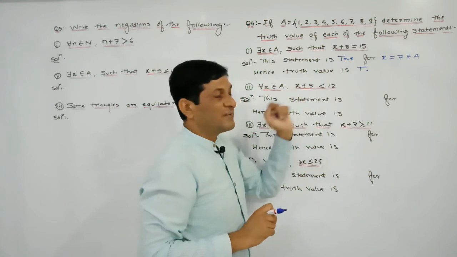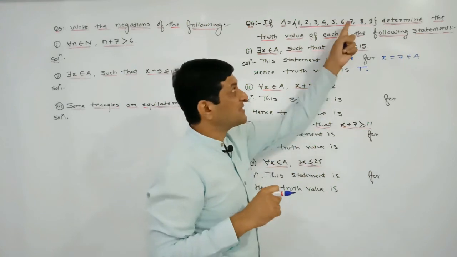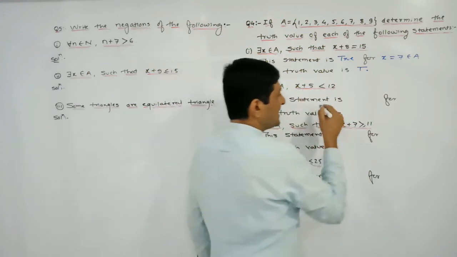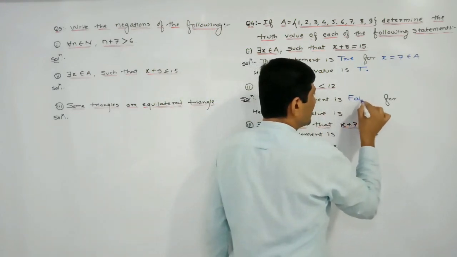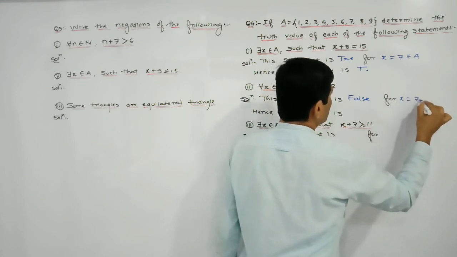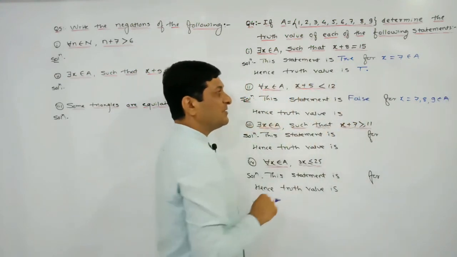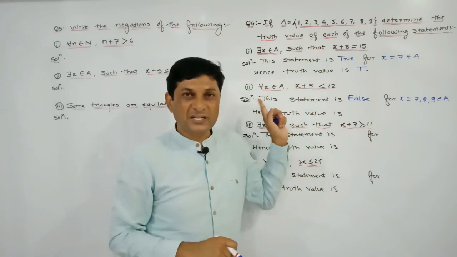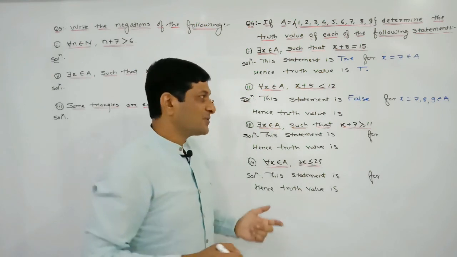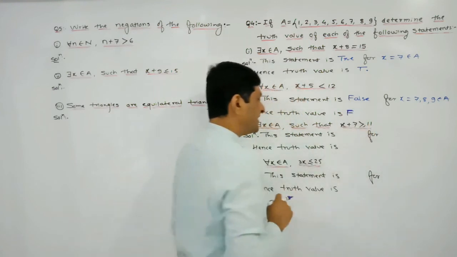Let us check 7. 7 plus 5 is equal to 12, but the addition should be less than 12, means 7, 8 and 9 do not satisfy this condition. So that's why we can say that this statement is false. This statement is false for x is equal to which elements? For x is equal to 7, 8, 9 belonging to this set. For these elements, this condition is not satisfied because our statement is for every element. But these three elements do not satisfy this condition. So we can say that the truth value of the given statement is F.